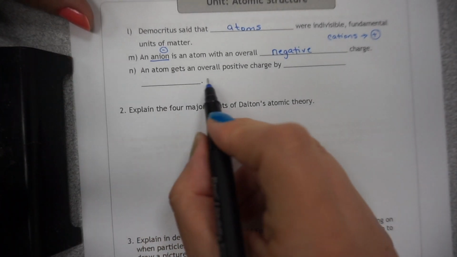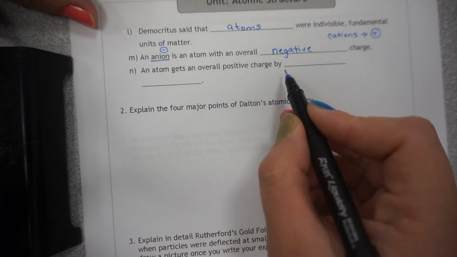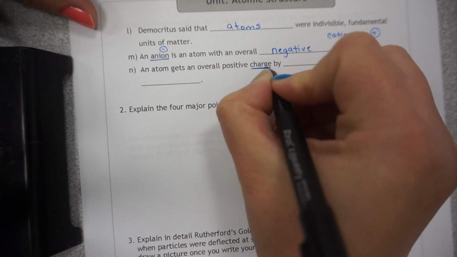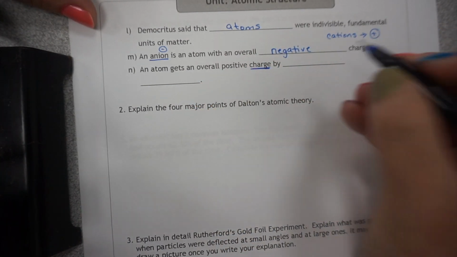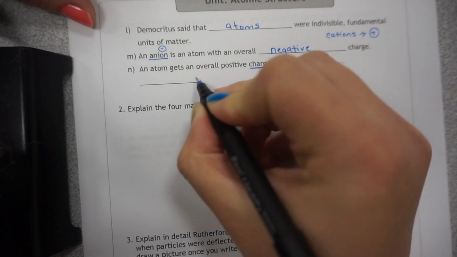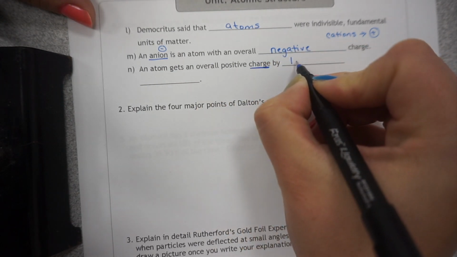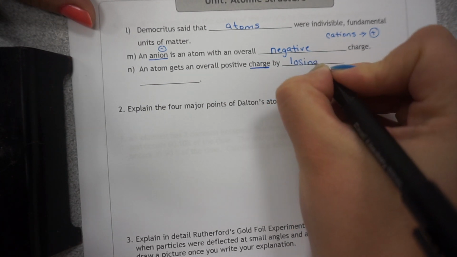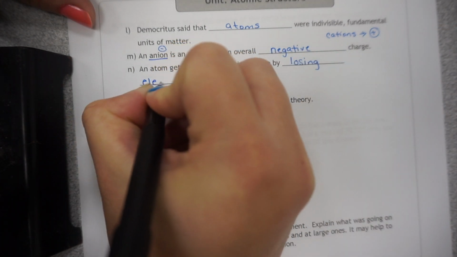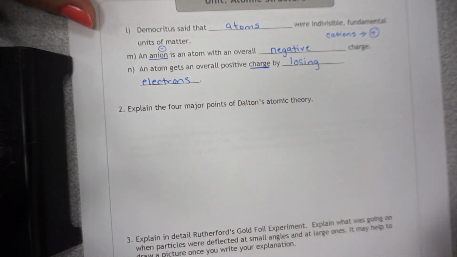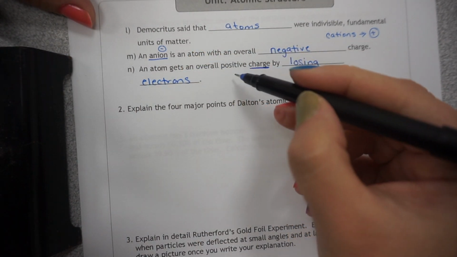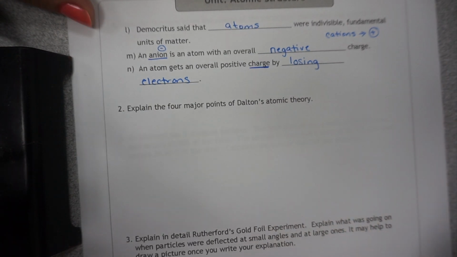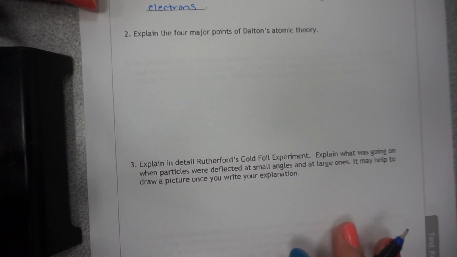All right, so an atom gets an overall positive charge by, remember, all of these charges are either increased or decreased by electrons. So if it's going to be a positive charge, they're going to lose an electron, okay? So they get that charge by losing electrons. If they have an overall negative charge, they would get it by gaining electrons. So just keeping that in mind.